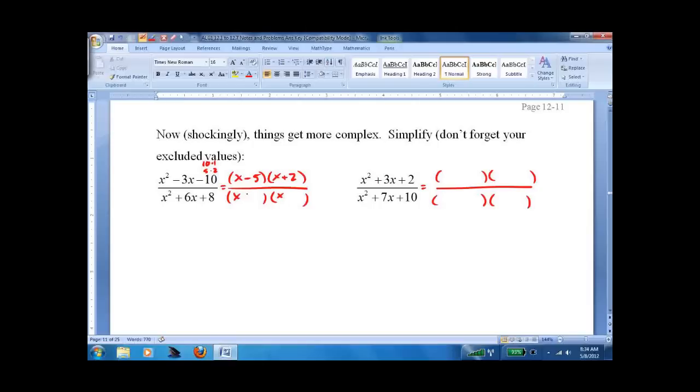X plus 8 times 1, 4 times 2. 4 and 2 works. These are being multiplied, so I can cancel a whole piece. I keep my parentheses just as a good habit. X cannot equal. We go to this step here before we cancel, because the original problem is what we're concerned with, not the final problem when it comes to excluded values. Cannot equal negative 4 or negative 2.